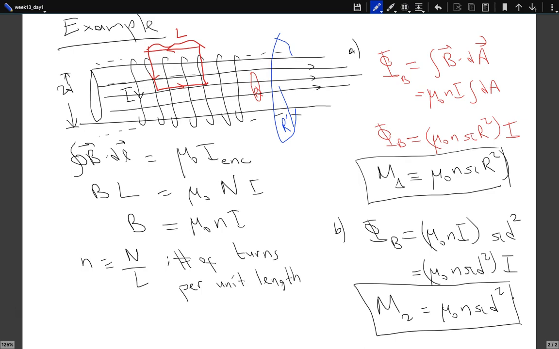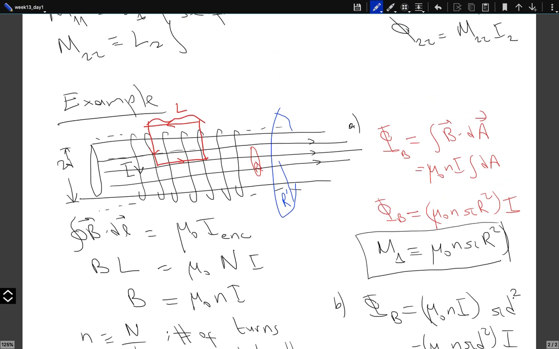Now, an alternative that we could have done, at least in principle, maybe not in practice, is we could have just sent a current through this red loop. Then it will create a magnetic field. And that magnetic field will create a flux inside this wire that goes around the solenoid. And we could try to calculate that flux, and from that flux, we could extract the mutual inductance, and we will end up having exactly the same expression.